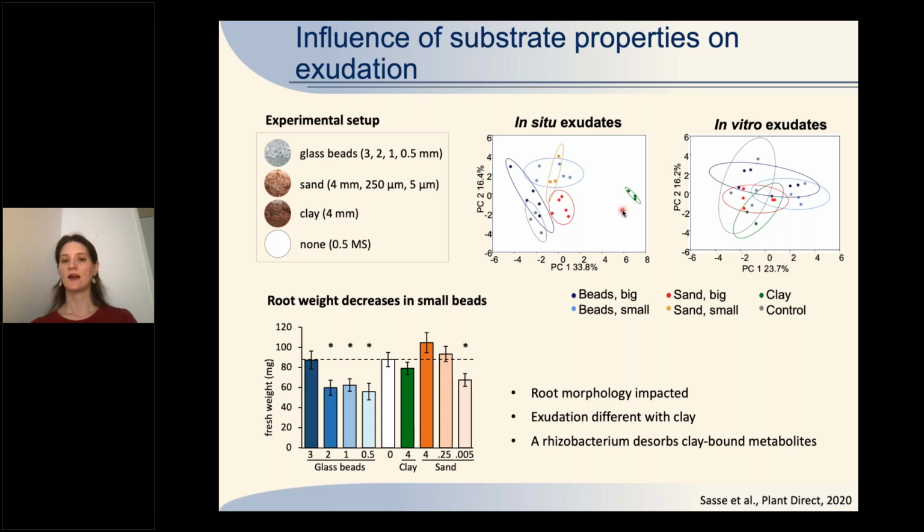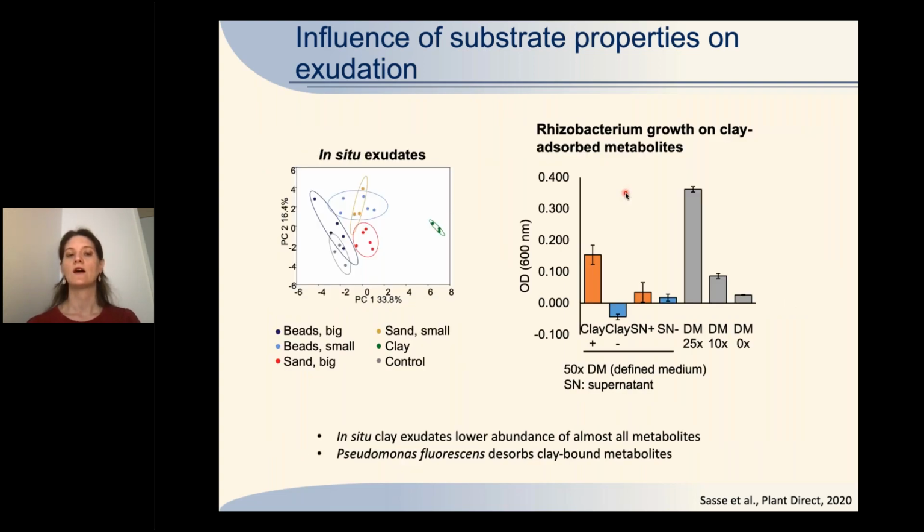And when we looked at the differences between plants grown in, for example, hydroponics and the ones grown in clay, we found that the ones grown in clay showed way fewer metabolites. So many of these metabolites are presumably bound to the clay granules. The next question we asked was whether these metabolites that are bound by clay can actually be desorbed or used by microbes, for example.